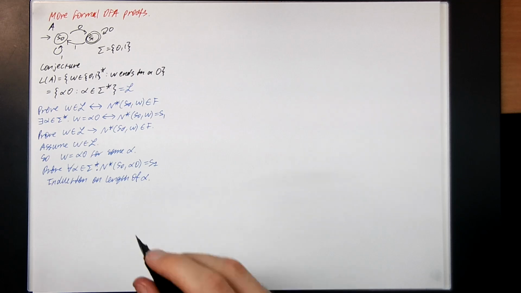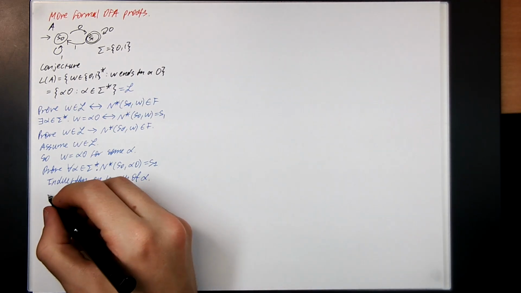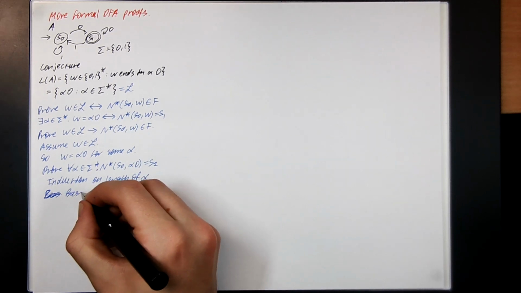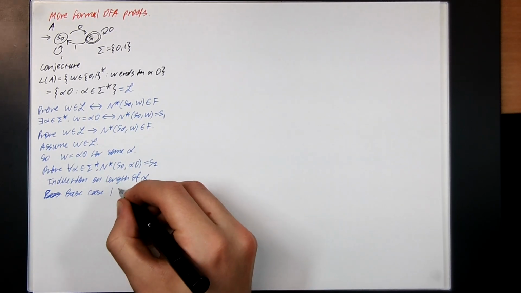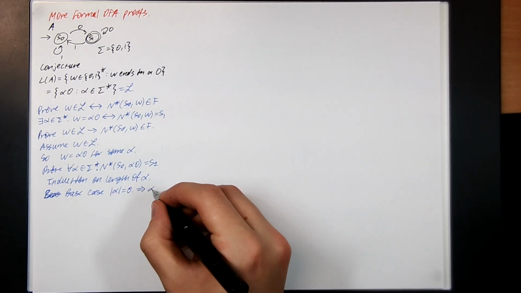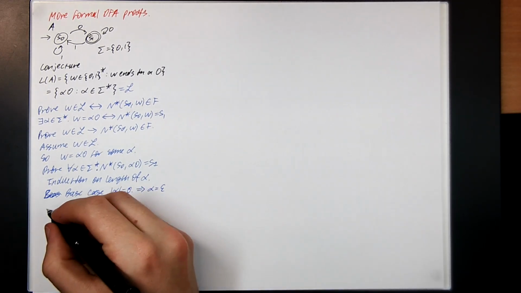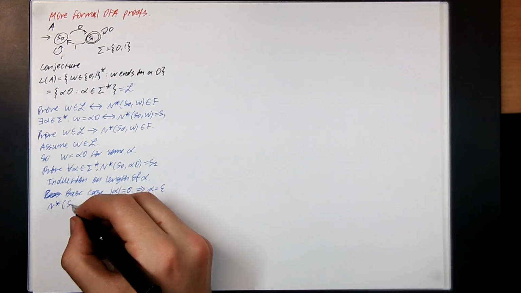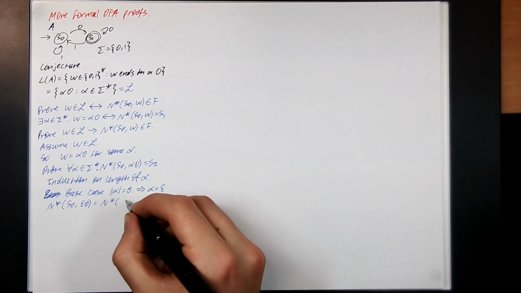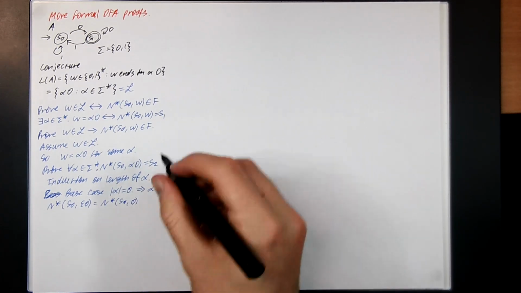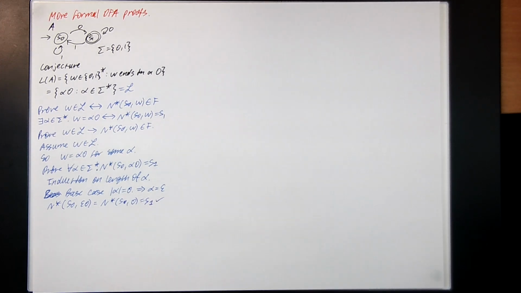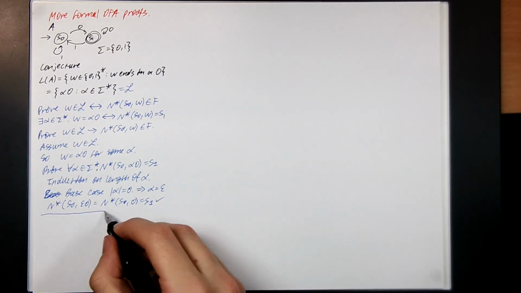Okay, so let's have a go and see if this works, right? So base case is the length of alpha is equal to 0. Well, the only length 0 string is the empty string, so that basically means alpha is equal to epsilon. So delta star of S0 epsilon 0 is the same as delta star of S0 0. S0 reading 0 goes to S1. Cool, that checks out.